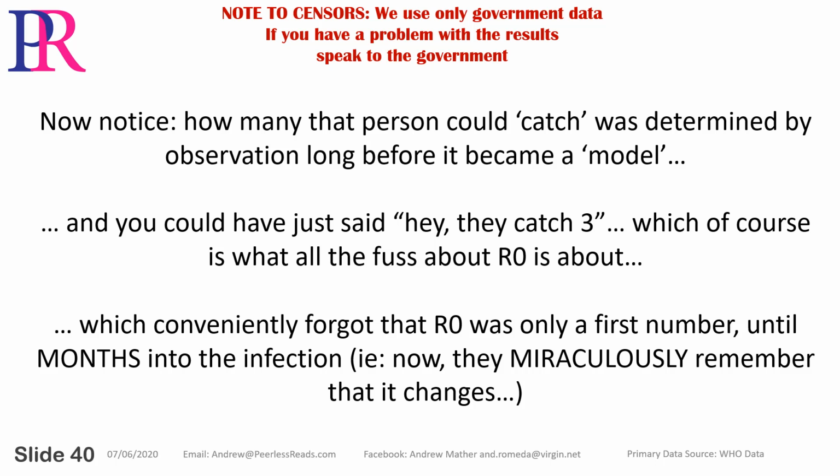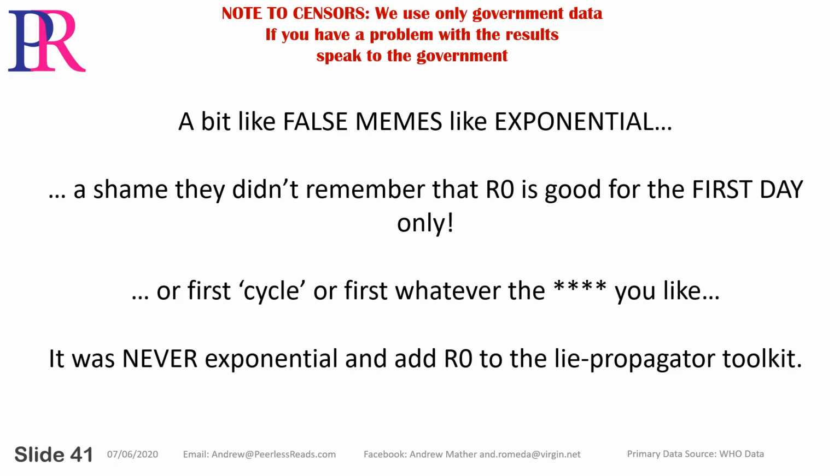Which conveniently forgot that R0 was only a first number until months into the infection, i.e. now, they miraculously remember that it changes. Marvellous. A bit like false memes like exponential. A shame they didn't remember that R0 is good for the first day only, or first cycle, or first whatever you like. It was never exponential, and add R0 to the lie propagator toolkit.